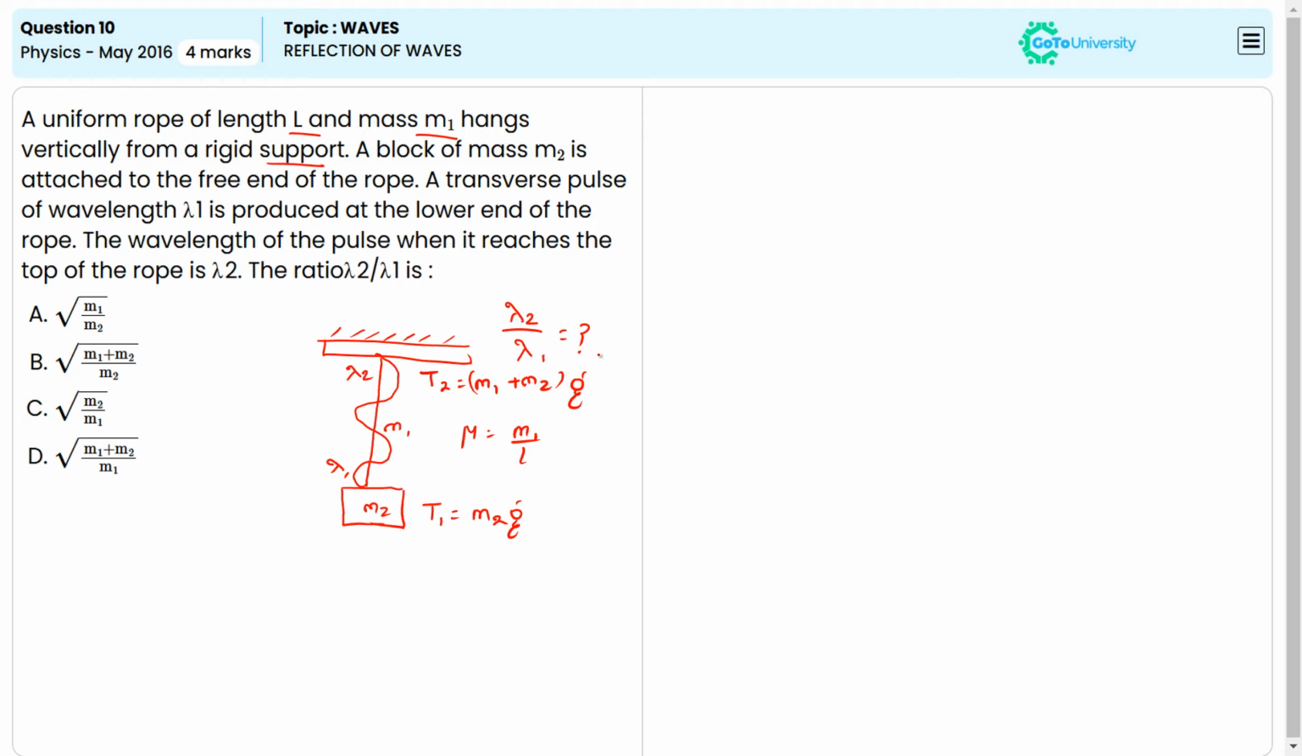Since a wave is produced, its frequency will not change, but the velocity and the wavelength, that is the lambda value, will change. Then the velocity we can write as v is equal to square root of T divided by mu, which is nothing but frequency into lambda. With respect to 1, v1 is equal to f into lambda 1. With respect to 2, v2 is equal to f into lambda 2.